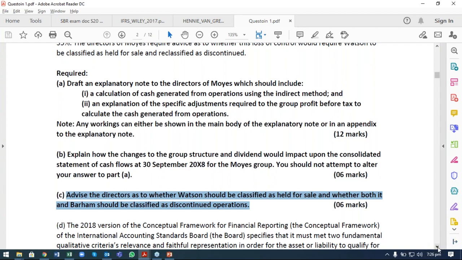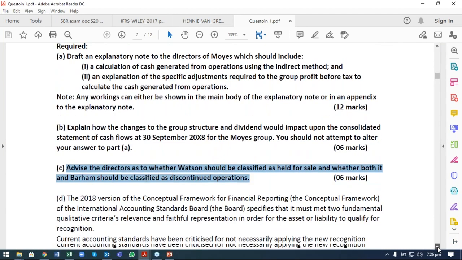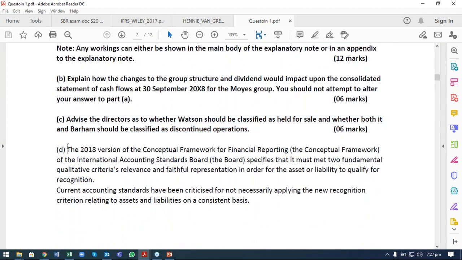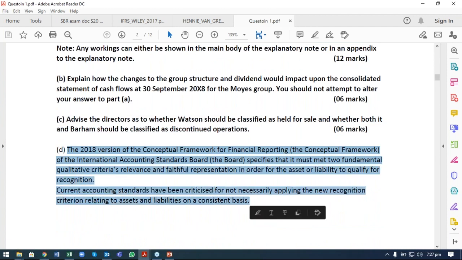There is another section, section D, that I've mentioned. This is related to the conceptual framework, right? The 2018 version of the conceptual framework of financial reporting, the conceptual framework of the International Accounting Standards Board, specifies that it must meet two fundamental qualitative characteristics. I don't think you might lack an idea.